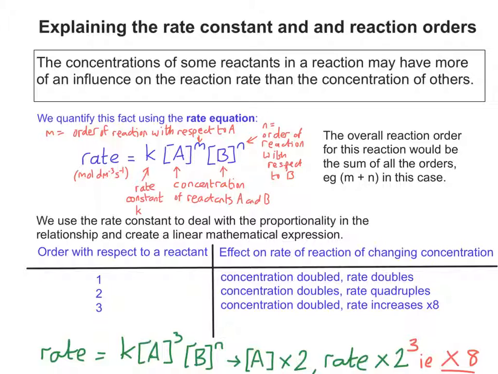So if we now change the rate equation so that it is K times the concentration of A to the power of 3, in other words, it's third order with respect to A, if we again multiply the concentration of A by 2, this time the rate will increase by 2 to the power of 3, the power of that order. Therefore, it will increase by a factor of 8.